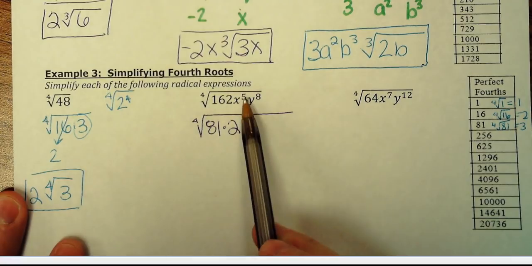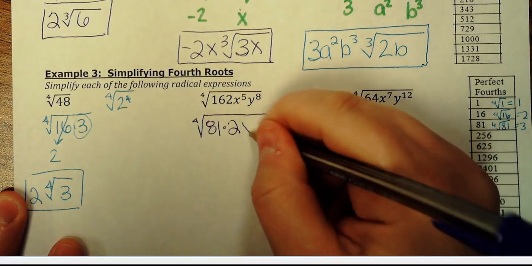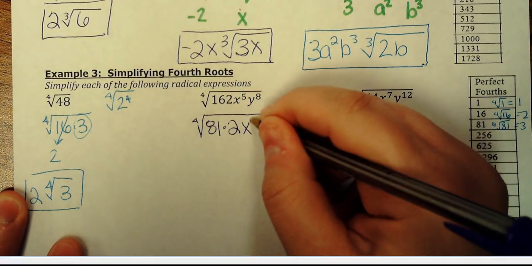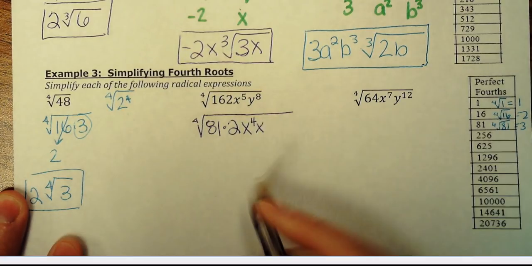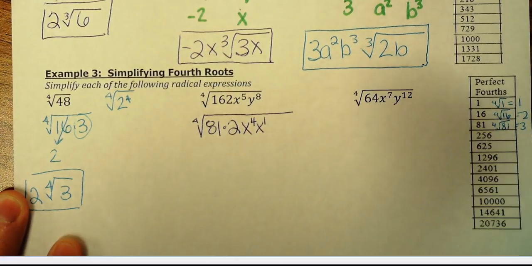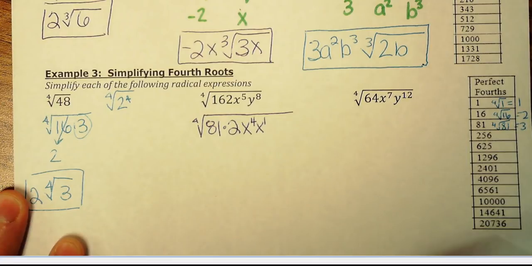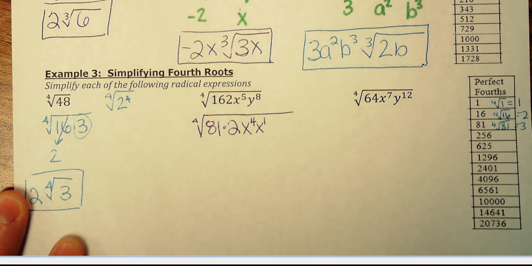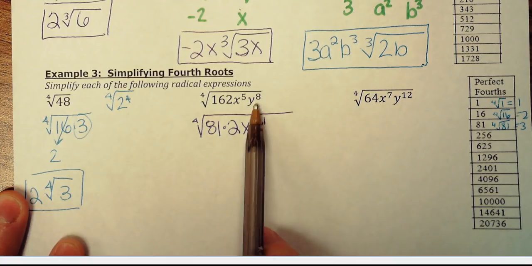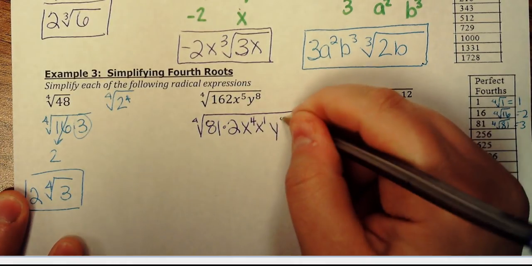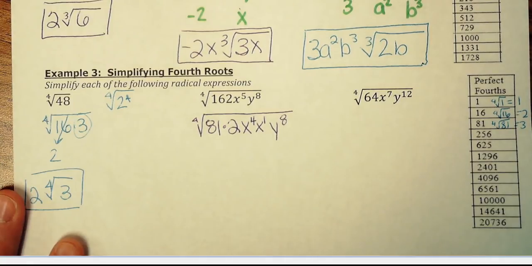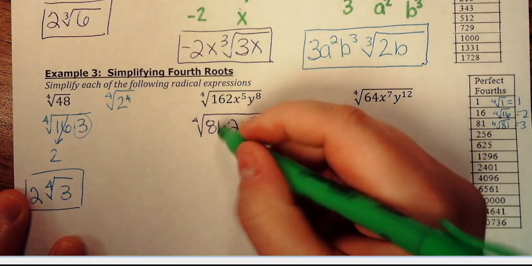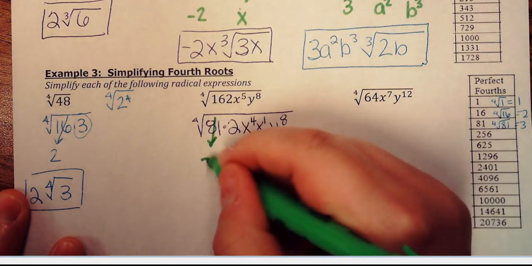Okay, for my variables, 5 is not divisible by 4. So let me break this into the biggest number that 4 will go into, and I'm going to do x to the 4th times x to the 1st. Remember, when you multiply like bases, you add the exponents to get the total back together. So this is x to the 5th. Now, y to the 8th here, we're in good shape because 8 is divisible by 4, so I don't have to break that up. Okay, so 81, this is 3.